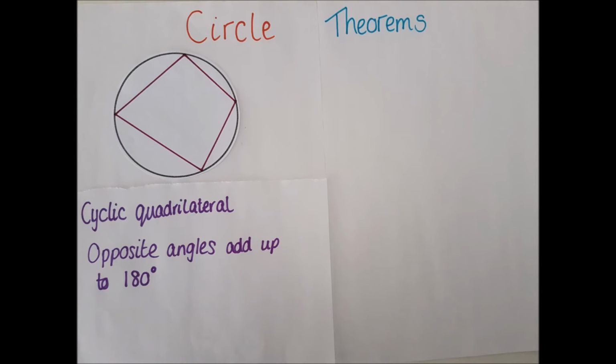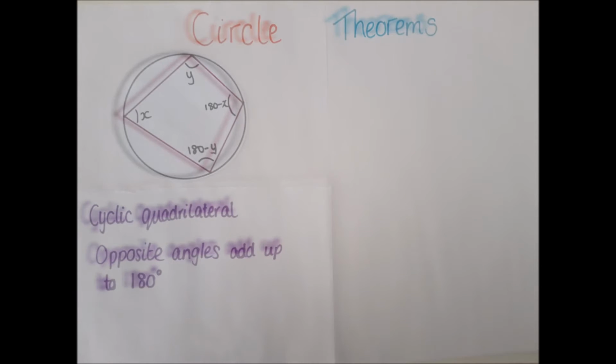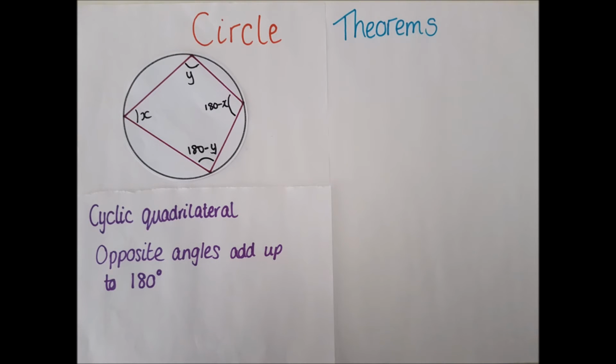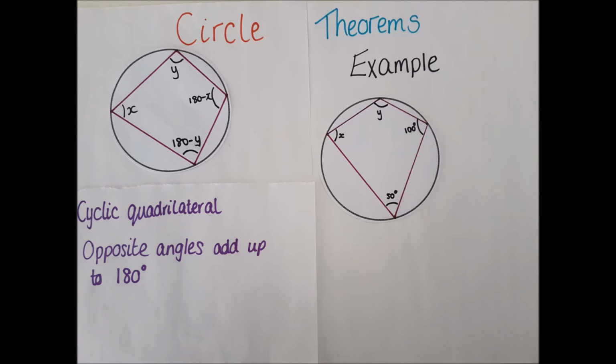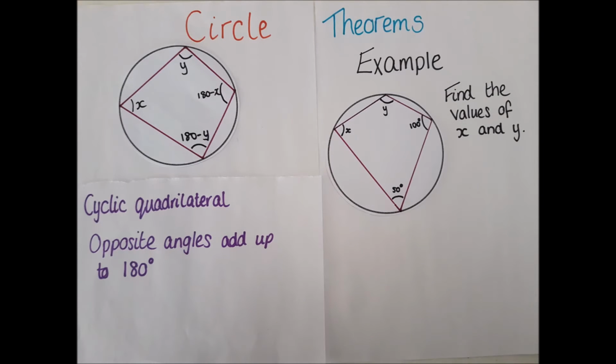We have a cyclic quadrilateral inside a circle. This means that all the corners of the quadrilateral lie on the circumference. In this case, opposite angles add up to 180 degrees. Consider this example, where we will find the values of x and y.